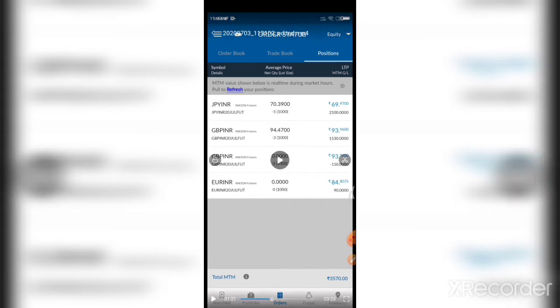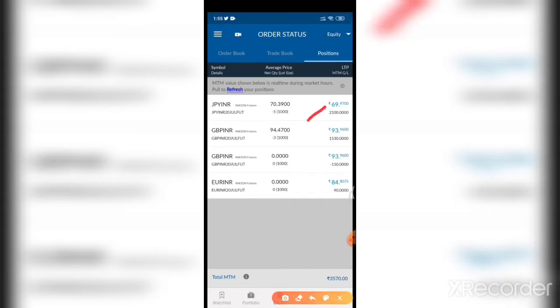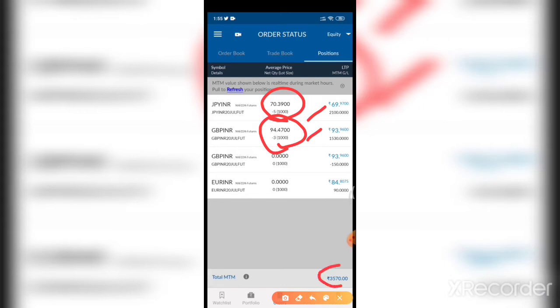As you can see here, the price of JPY has reached 69.97 and the price of GBP has reached 93.96. It is too downward. As you can see here, this is the price where we sold and this is the price where it is now, and here is the MTM. As you can see here, 3570. Within seconds the profit has risen by 500 rupees, and here you can see the difference is too high.